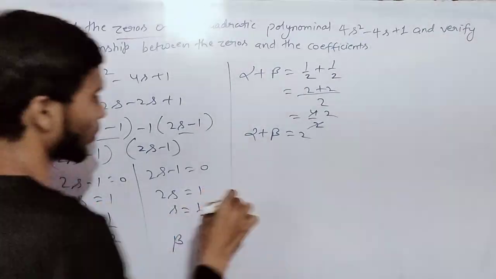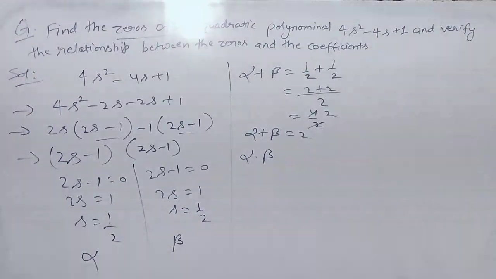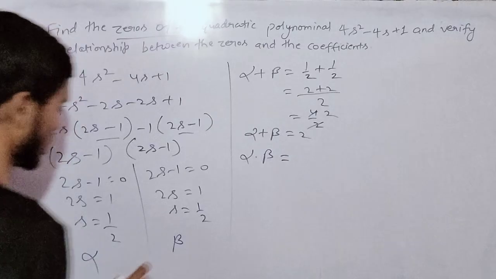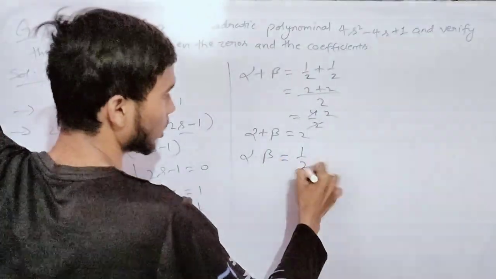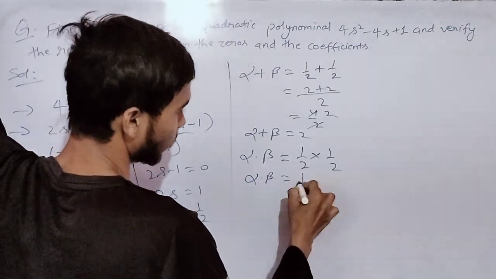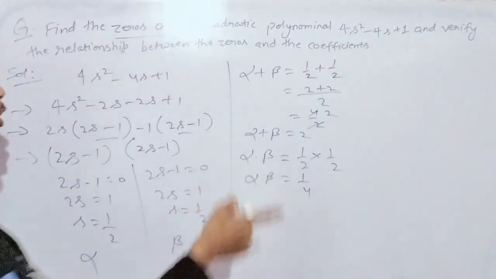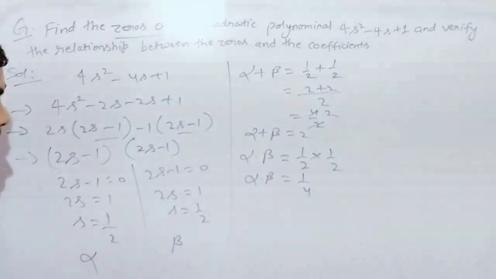Okay. Now what about this? Product of alpha and beta, the product of two zeros. Now 1 upon 2 multiplied by 1 upon 2. Alpha into beta is 1 upon 4. This is the product of two zeros.